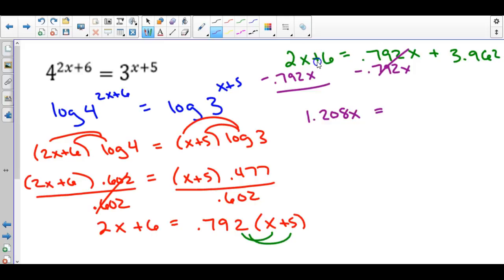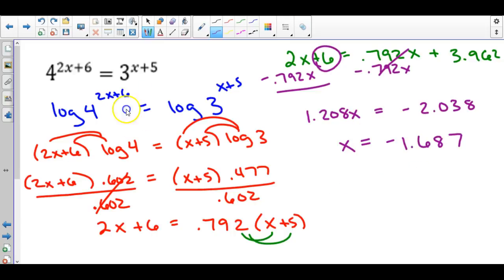And then I'm going to bring this 6 to the other side by subtracting. So I'm going to take 3.962 and subtract 6 on both sides. And that's going to give my right-hand side negative 2.038. So now my last step then would be to isolate the x by dividing by 1.208. And I'm going to get an x value of negative 1.687. Or if I round to the nearest hundredth, we could write this as negative 1.69.